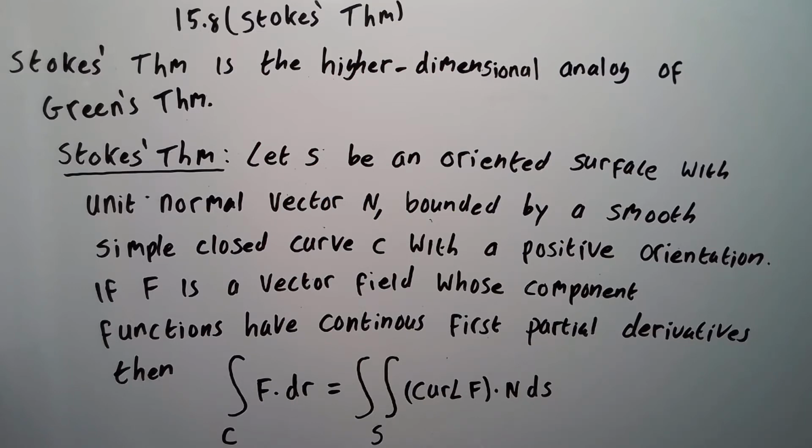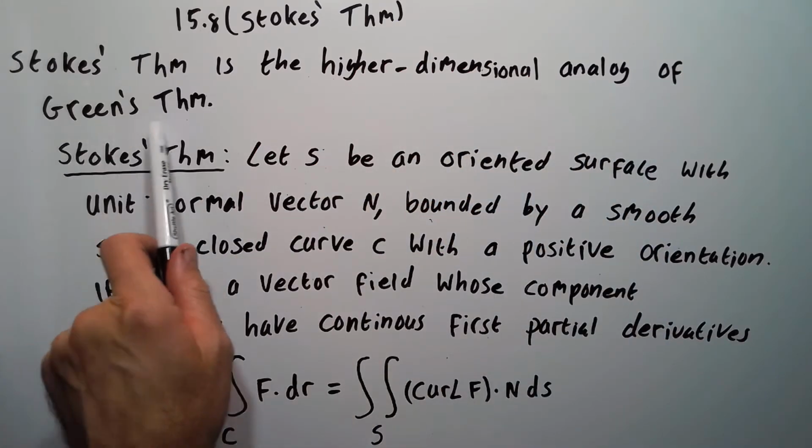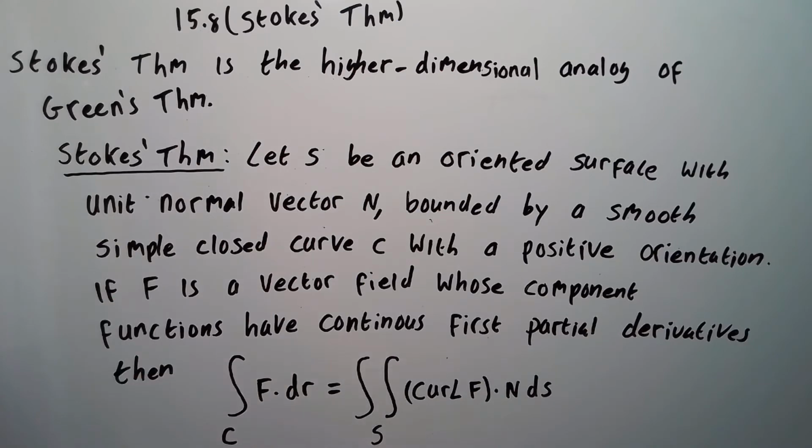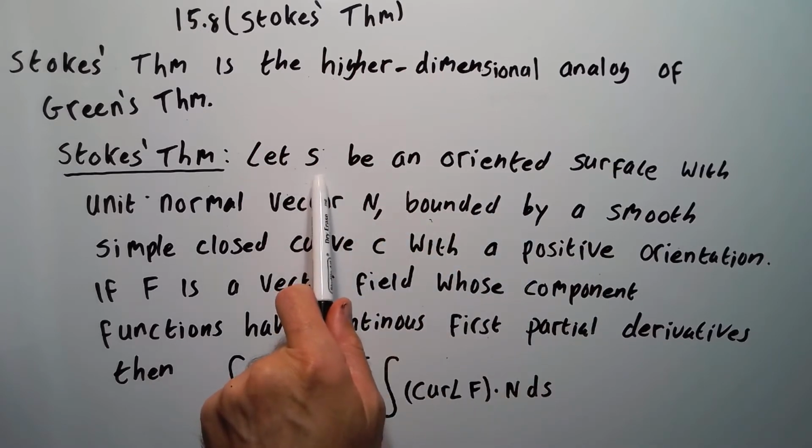Okay, so this is 15.8, which is Stokes' theorem, which is like the highlight of this course. Stokes' theorem is the higher dimensional analog of Green's theorem. So here's a statement. It says let S be an oriented surface, so we need an orientable surface to begin with. So this rules out the Mobius strip.